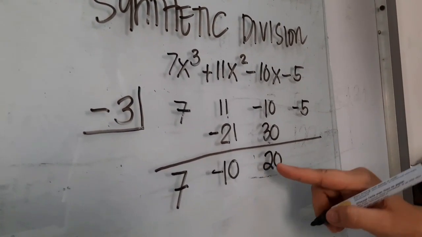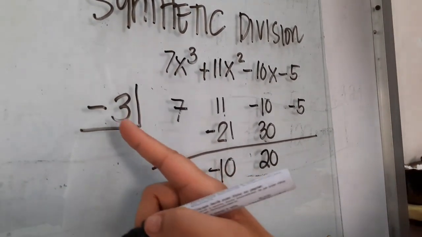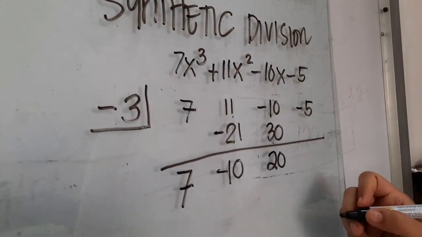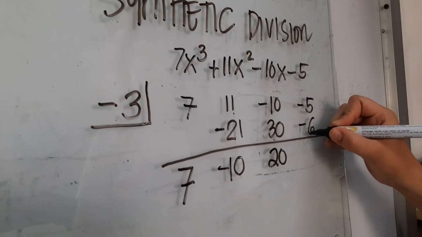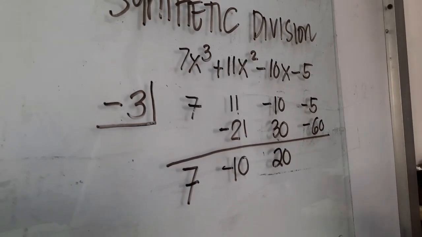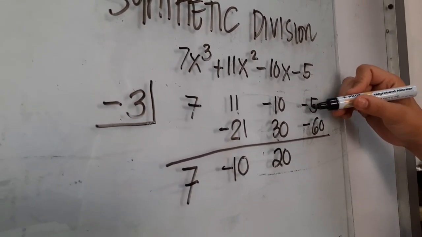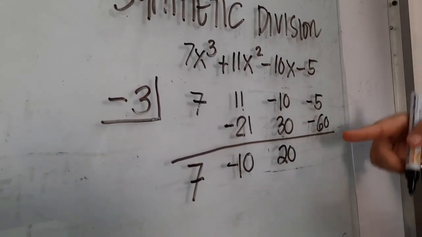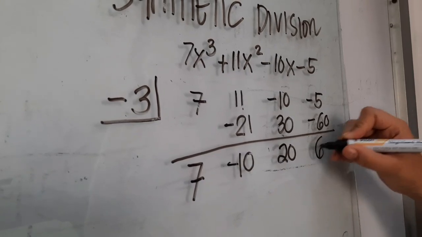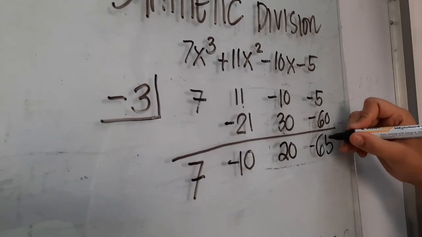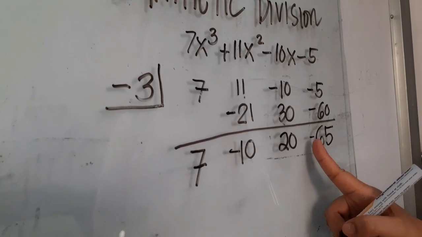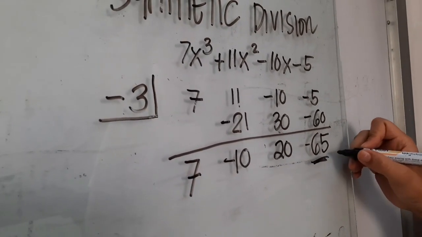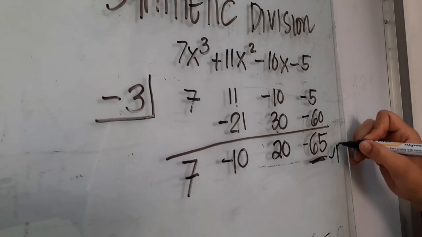Continue. 20 na pod, i-multiply na pod nato sa atong divisor. 20 times negative 3, answer is negative 60. And we have to add negative 5 plus negative 60. Since parihaman silang sign, so ato siyang i-add, our answer is negative 65. We copy the sign. Ang katapusang answer nga nigawas sa atong quotient automatically is our remainder.